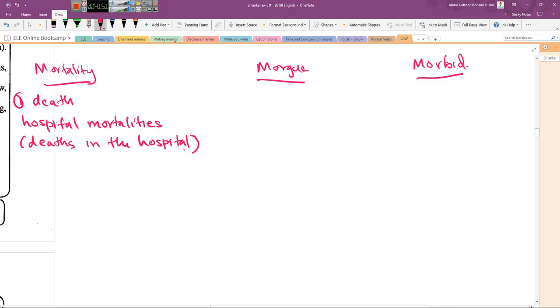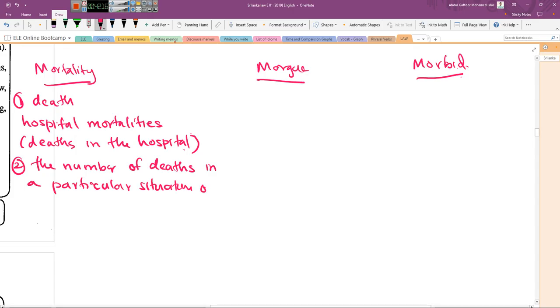Deaths in the hospital. Okay, and the second meaning is the number of deaths in a particular situation or period of time.